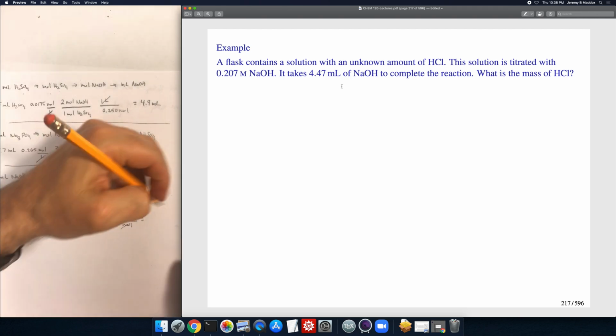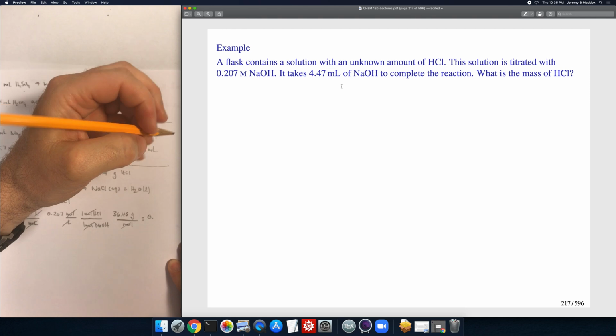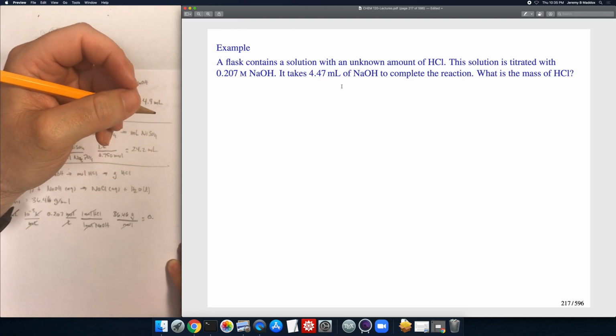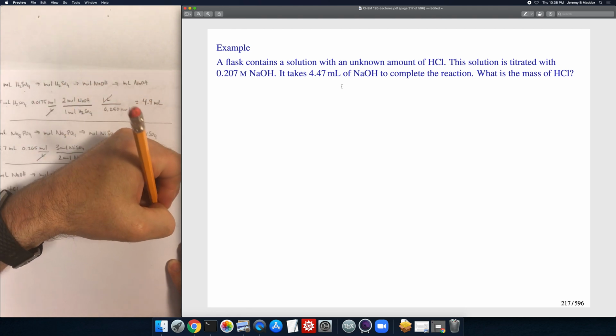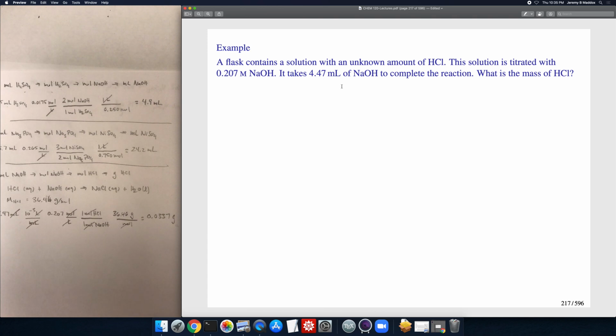So I'm getting 0.0337. And I'm going to check once more. And it looks like I get the same number again. So that's our answer.